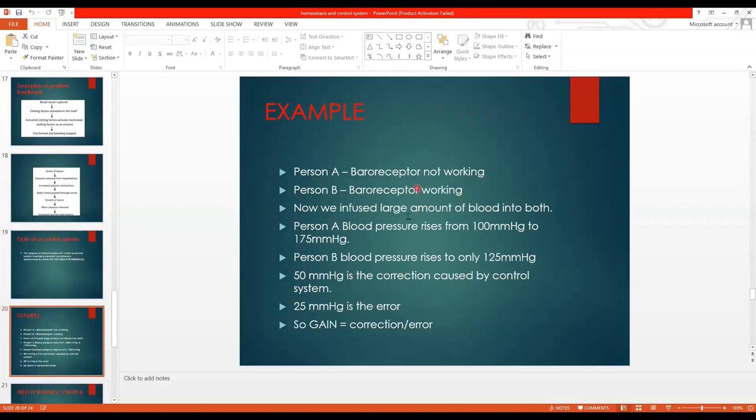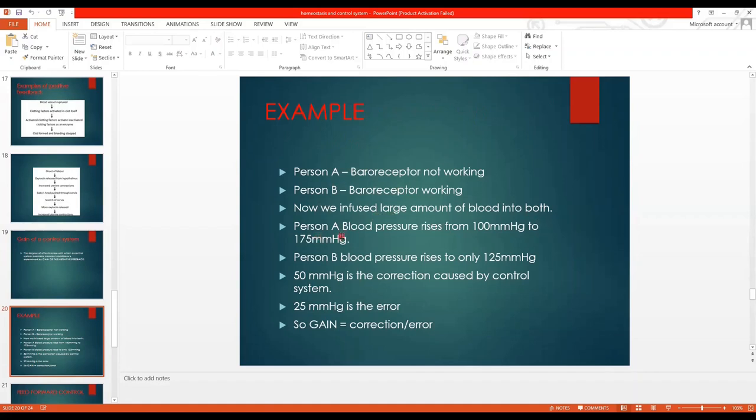Okay, so this is an example of gain of a control system. We have two persons, person A and person B. Person A has baroreceptors which are not working. Baroreceptors again are the pressure sensitive receptors present in your blood vessels. And person B's baroreceptors are working normally. Now we infuse a large amount of blood in both of them.